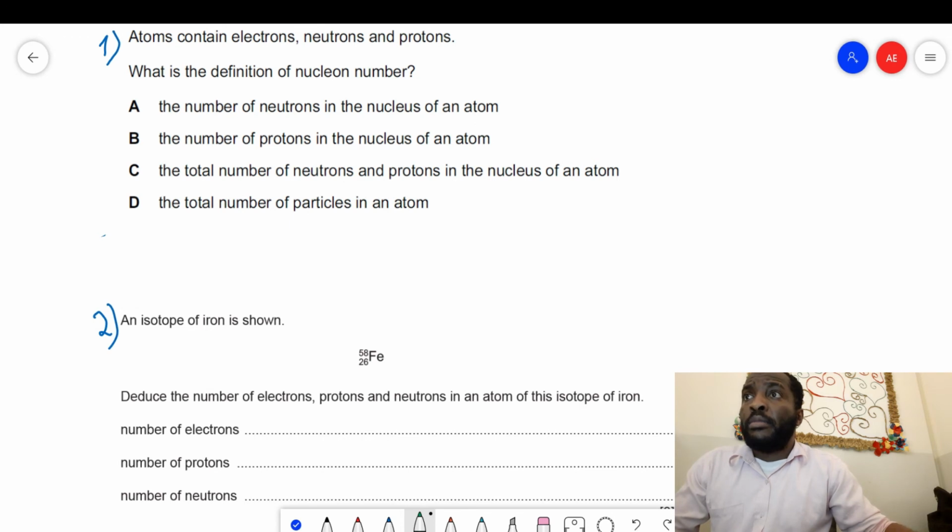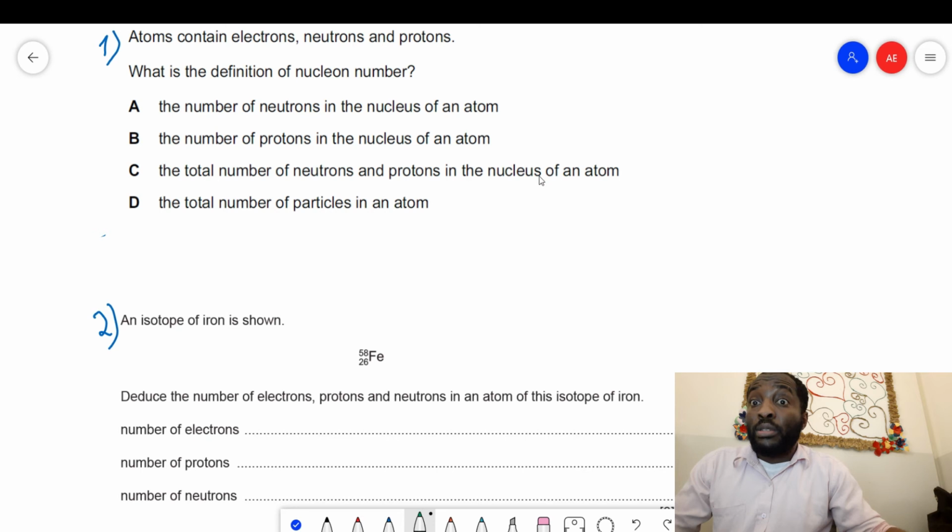Alright, learners, before us we have some IG questions, and the first question goes thus: atoms contain electrons, neutrons, and protons. What is the definition of nucleon number? Now, A says the number of protons in the nucleus of an atom. That's not correct. We all know that. B, the number of protons in the nucleus of an atom. That's also incorrect. C, the number of neutrons and protons in the nucleus of an atom.